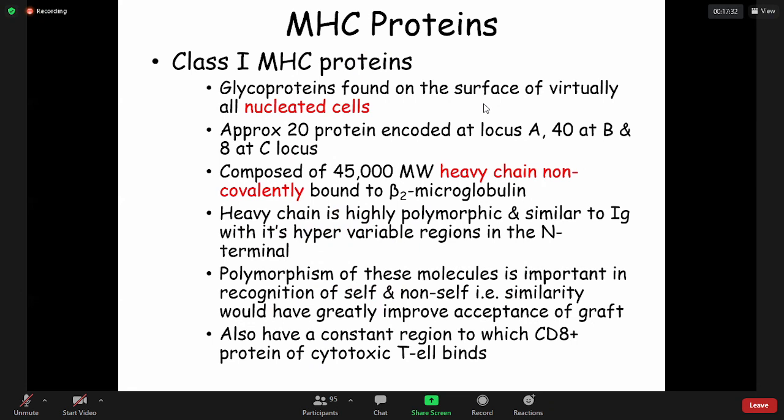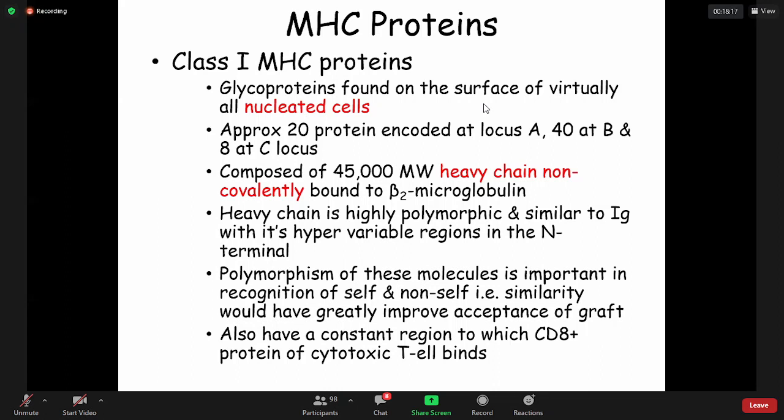These class 1 MHC proteins are found on all nucleated cells. That's one takeaway point for you. So MHC1 is found on all nucleated cells, all of them. And they are composed of a heavy chain and a small beta microglobulin. The structure of MHC1 and MHC2 is similar to the antibody structure. So if you understand the antibody, you will understand the structure of the MHC. It's referred to as the immunoglobulin supergene family. It has the immunoglobulins and the MHCs.